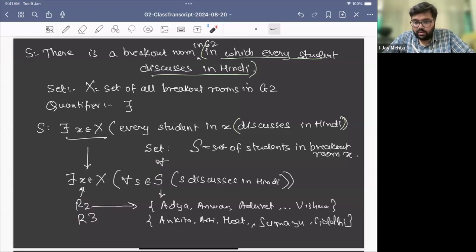Are you following? How many of you are understanding? If I choose room number 1, what is the set? Set of students in breakout room number 1. If I choose room number 2, the set is the set of all students in breakout room number 2. But we have used only one notation. Is the set the same every time or not the same? Is the set changing? Those who think the set is the same, click yes. Those who think the set is changing, click no.